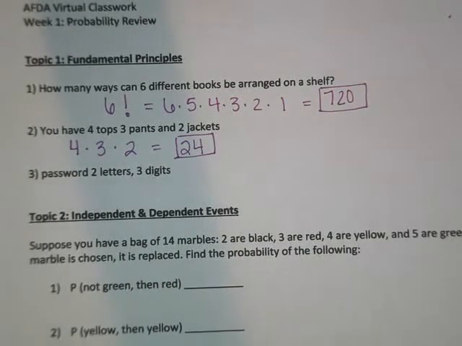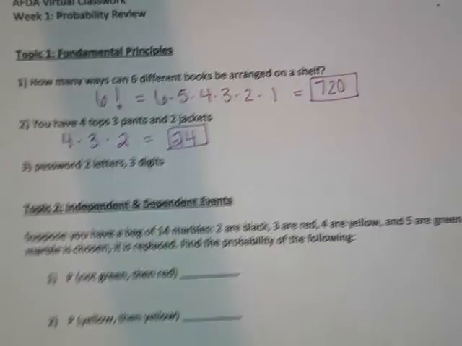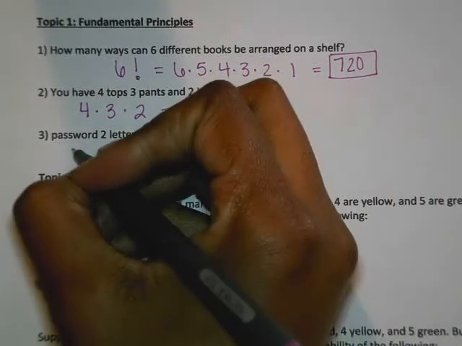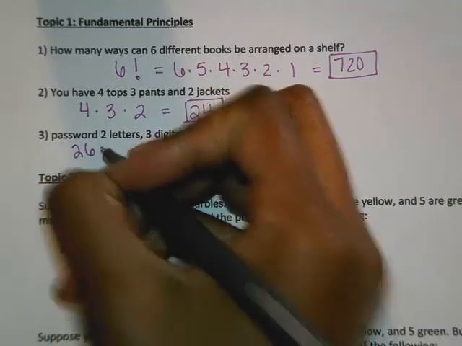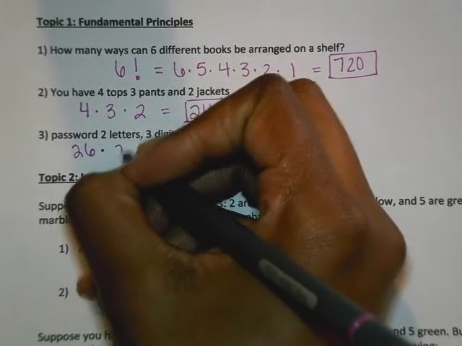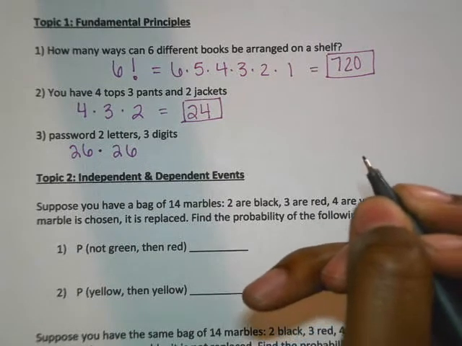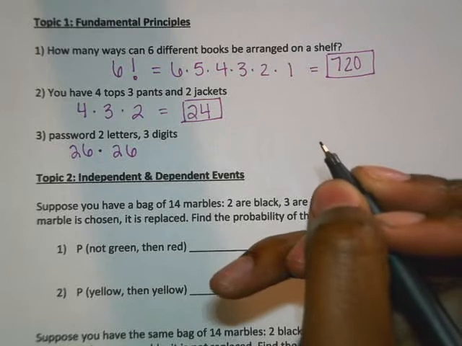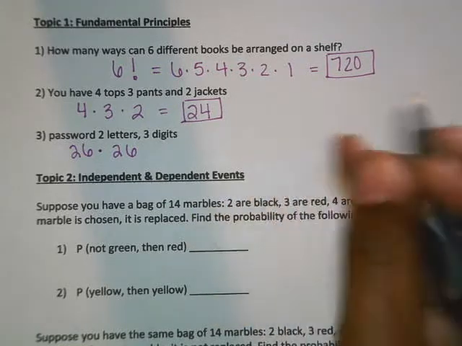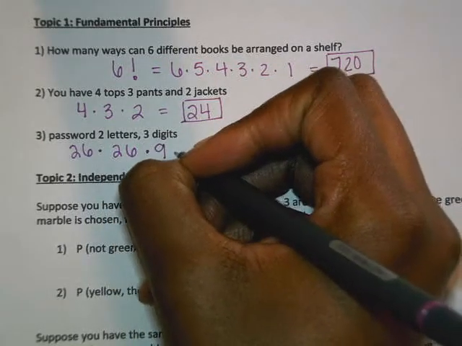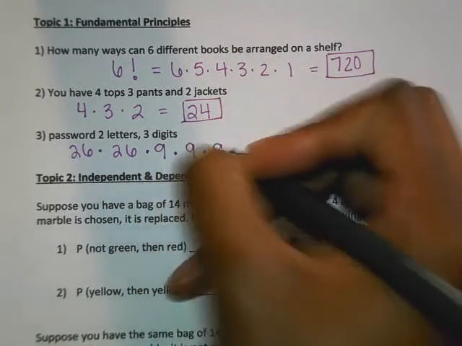All right, number 3, let's say you have a password with 2 letters and 3 digits. How many different options can you have? Well, I know there are 26 letters in the alphabet. So if I have 2 letters, I can have any 26 of those letters times any 26 of those letters again. And 3 digits, from numbers 0 to 9, so you can have 9 digits, or 9 digits, or 9 digits.